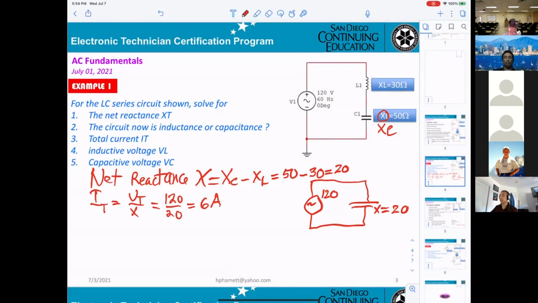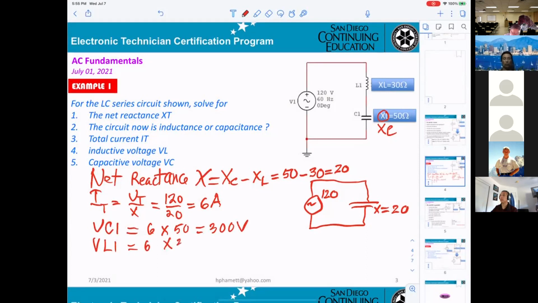Yep. And now if you want to calculate the VC1, equal 6 times 50, 300 volt. And VL1, 6 times 30, 180 volt.